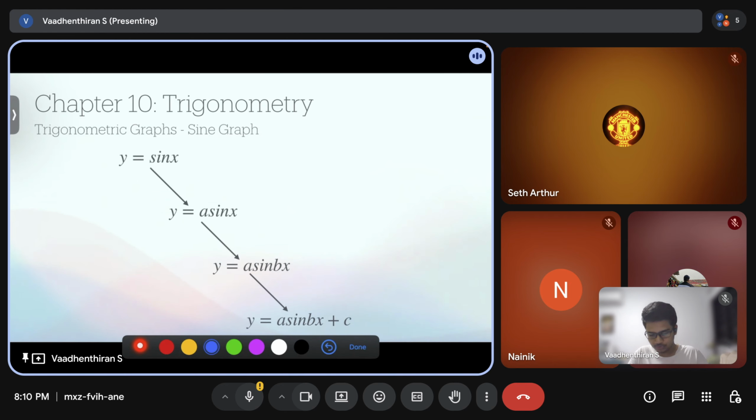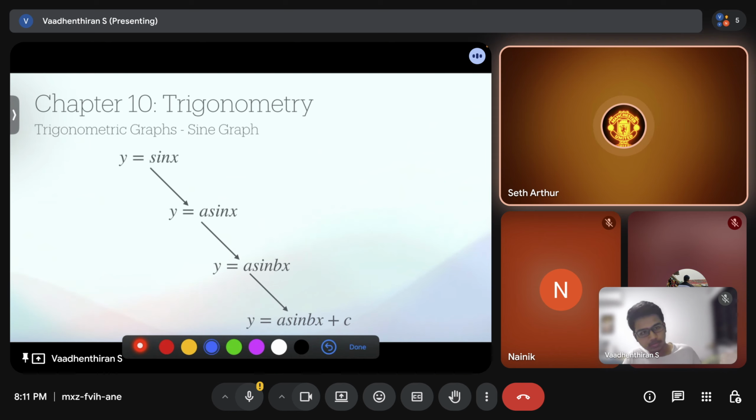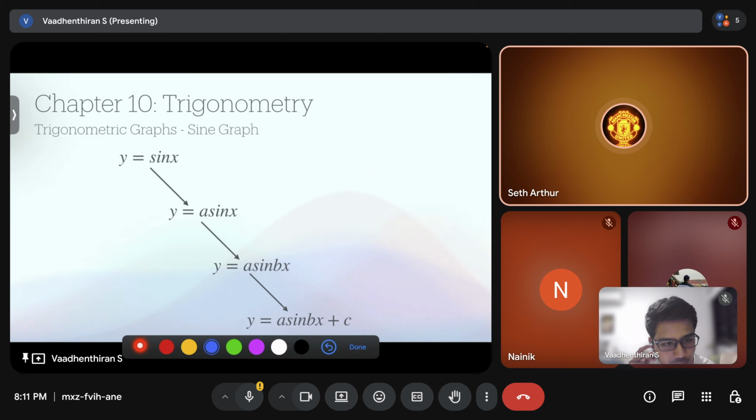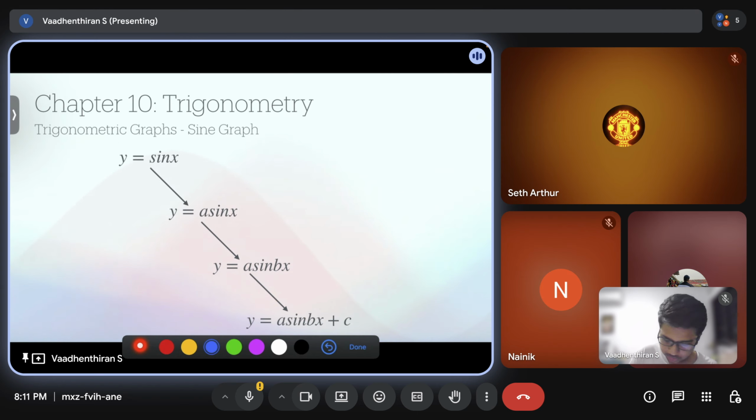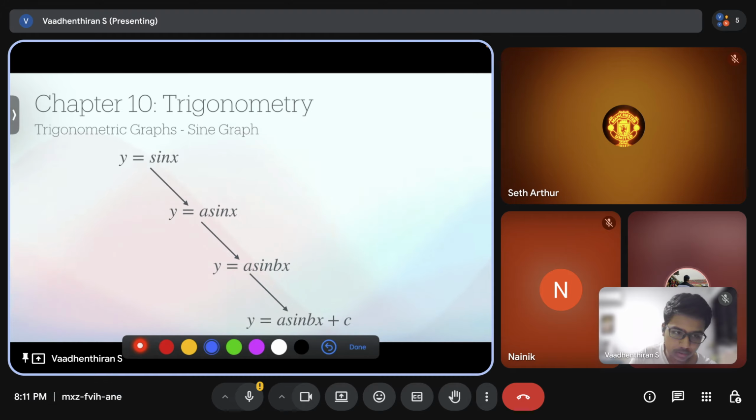Any doubts before moving to graphs? No doubt. Okay, then we can move on.